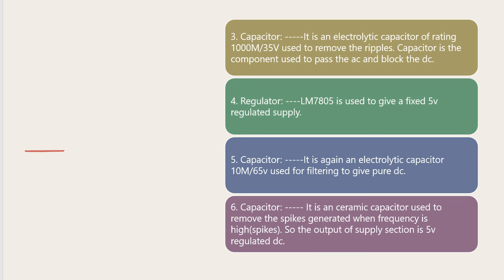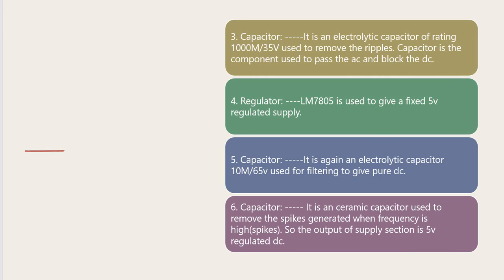Capacitor: it is an electrolytic capacitor of rating 1000 µF/35 volt used to remove the ripples. A capacitor is a component used to pass the AC and block the DC. Regulator LM7805 is used to give a fixed 5 volt regulated supply.